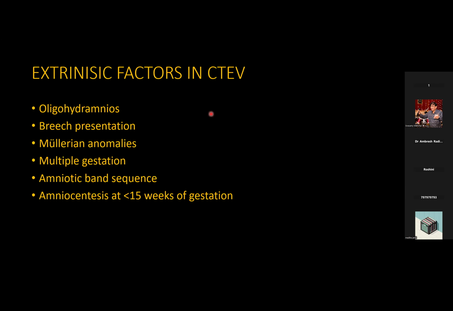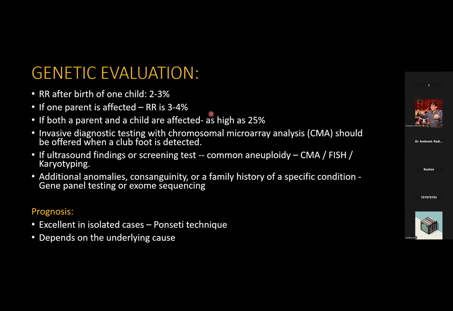Extrinsic factors that contribute to the formation of CTEV include oligohydramnios, breech presentation, Mullerian anomalies, multiple gestation, amniotic band syndrome, and amniocentesis, which is done before 15 weeks of gestation. Recurrence risk after birth of one child with CTEV is quoted as 2 to 3%. If one parent is affected, then the recurrence risk is 3 to 4%.